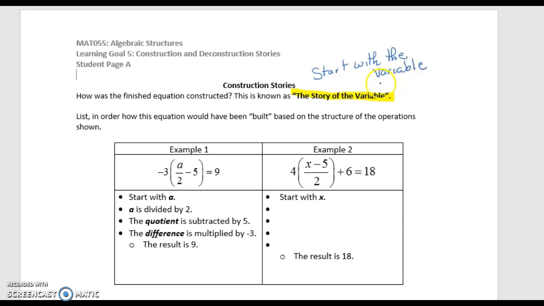So in our web constructions and on our recipe alterations, when we had a truth statement of, say, w equals 16, and then made an alteration to it, we were figuring out what's happening to w with respect to the alteration. The same idea is happening with these construction stories, except this time what you're given is a completed equation.